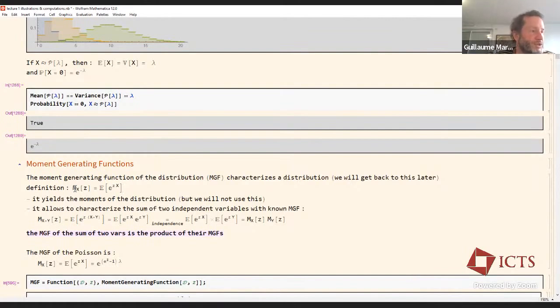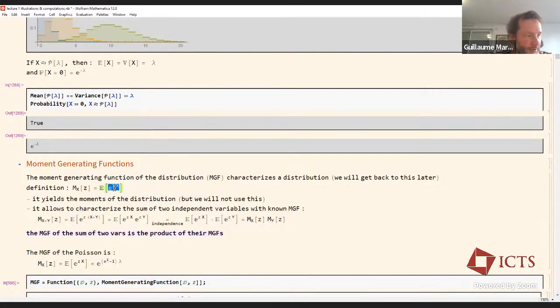So what is the MGF? The moment generating function of a distribution, whatever it is, characterizes a distribution as much as a histogram, as much as a PDF. It has a dummy variable Z that has no meaning directly. And it's the expectation over this distribution of exponential of Zx. So why do we do that? We do that for two reasons.